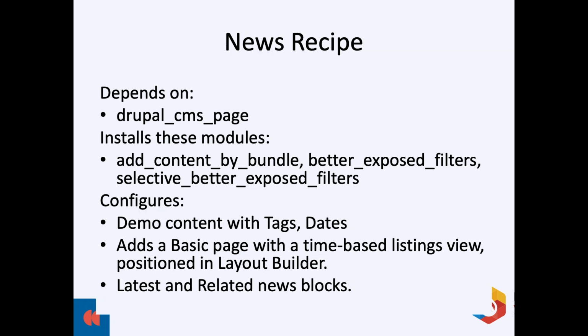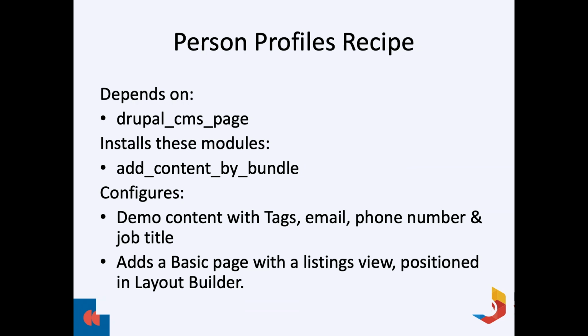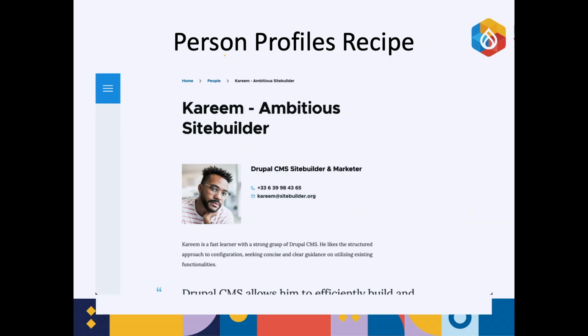News recipe is based on CMS page. It's got add content to bundle. This has got, again, better exposed filters, so we've got the filters and it's a time-based listing. So latest news, very standard stuff. Person profile is going to be almost identical. This time it's got an email and a phone number and a picture. It looks like that. It's quite nice.